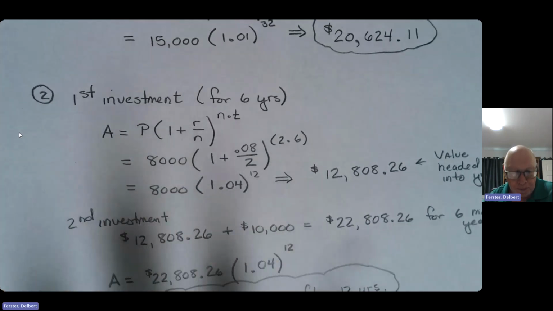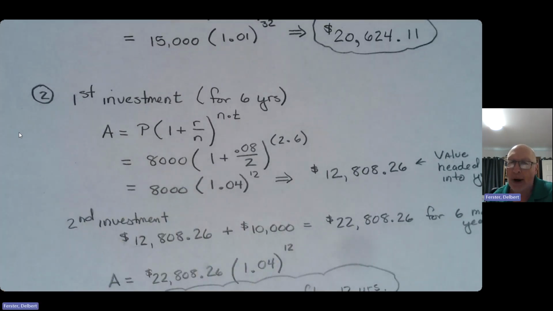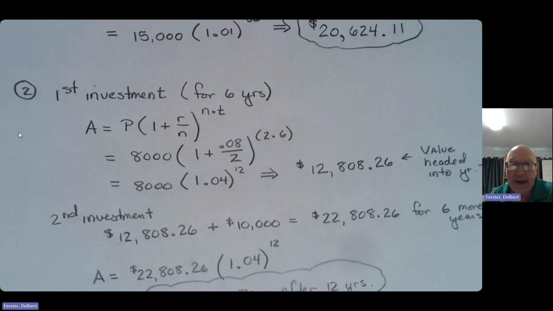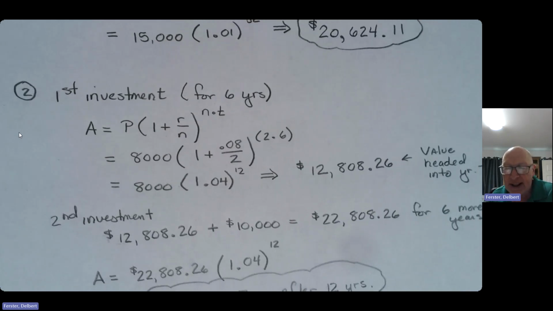Time for problem 2. Okay, this one has a 2-part issue where you're going to make an investment and at some point in time, you're going to add to that investment and then you're going to let that grow for a while. So read carefully, and the first investment is going to go for 6 years because it says at the start of year 7. So we're going to calculate the value of that first $8,000 investment for 6 years, compounded semi-annually, so n is 2 compounding periods per year, in effect 4% compounded each half year.